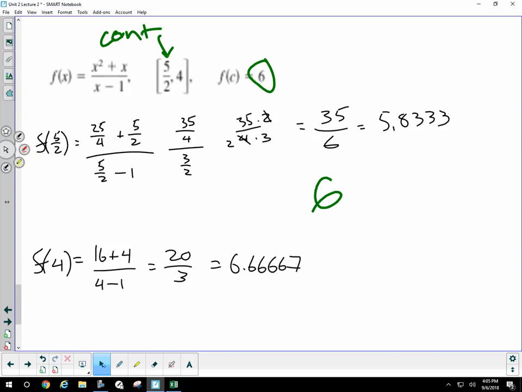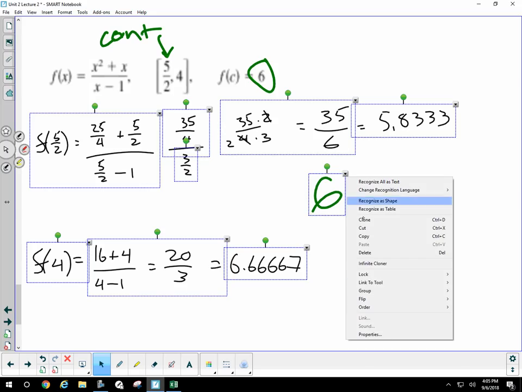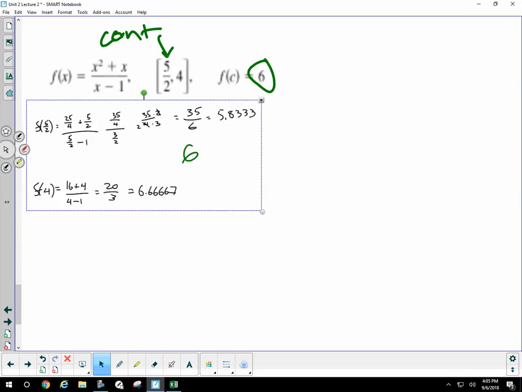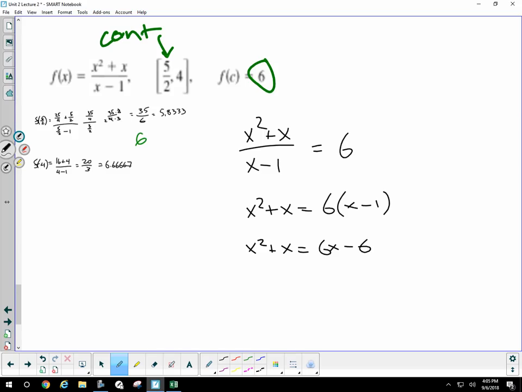Let us find the solution. Let's solve this equation: x squared plus x over x minus 1 equals 6. What should I do? Let's multiply both sides by x minus 1, removing it from the left side. On the right side, I'll have to distribute it. I got x squared plus x equals 6x minus 6. What do I do now?